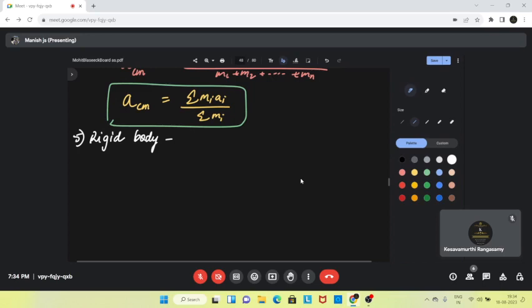So the basic meaning of a rigid body: a rigid body is a solid object which can withstand deformation. What is deformation? If you apply some force, it can withstand that force. It will not break or shatter. If you take glass and hit it with a hammer, you know what happens to the glass? It shatters into pieces. We say it is brittle.